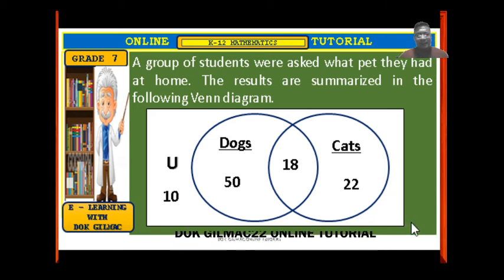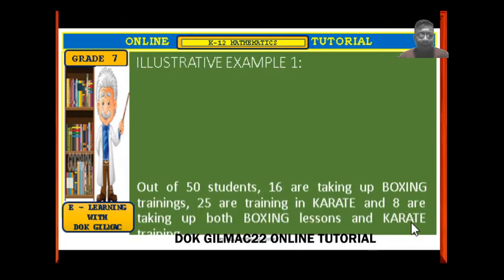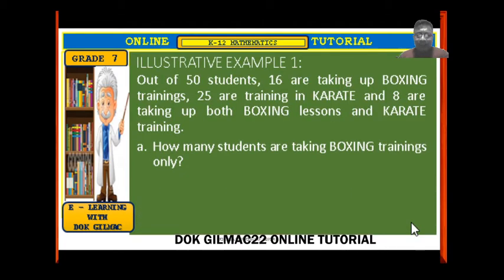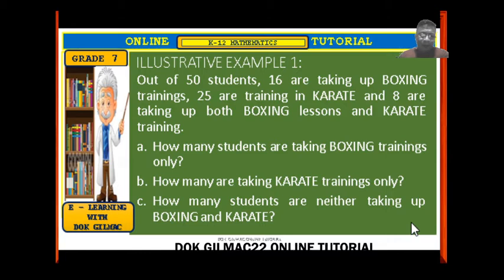Now, let's have an illustrative example on how to use a Venn diagram in solving problems involving sets. Let's have problem number 1. Out of 50 students, 16 are taking boxing training, 25 are training in karate, and 8 are taking both boxing lessons and karate training. How many students are taking boxing training only? How many are taking karate training only? How many students are taking neither boxing nor karate?